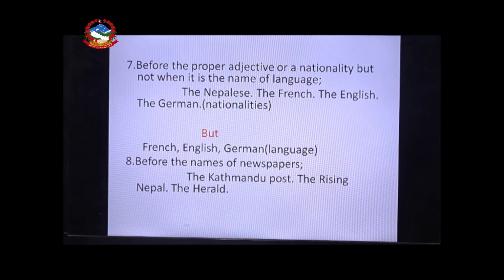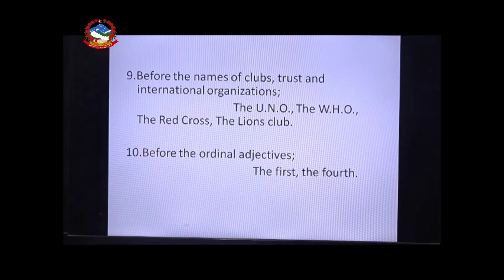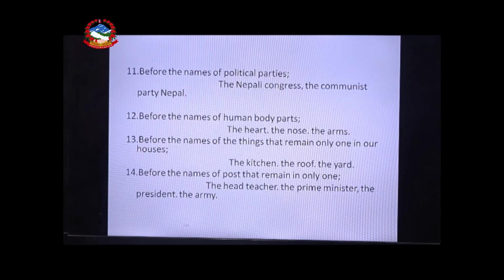But when we talk about the nationality of Nepalese or French or English or German, we use the article. Before the names of clubs, trusts and international organizations. Dear students, you know that the UNO, the WHO, the Red Cross, the Lions Club, these are trusts and international organizations. Before the ordinal numbers, 1st, 2nd, 3rd, 4th, 5th, 21st, these are the examples.